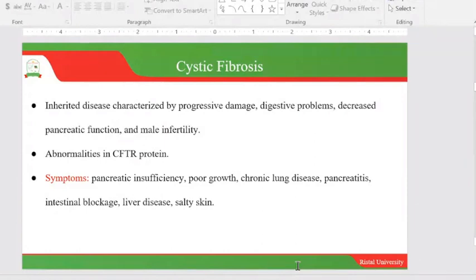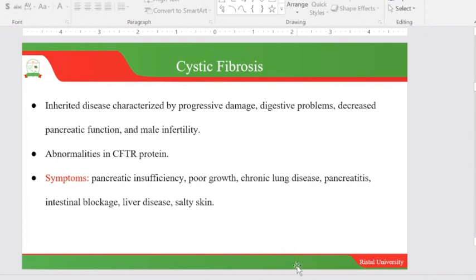So, friends, now let's shift gears and look at cystic fibrosis. Cystic fibrosis is a very common inborn error in metabolism. Okay, and it is an inherited disease that is characterized by progressive damage and also digestive problems, and it decreases pancreatic function, and also sometimes it could lead to male infertility. Okay, where males are unable to give off that fertile sperm that is required to fertilize the egg.